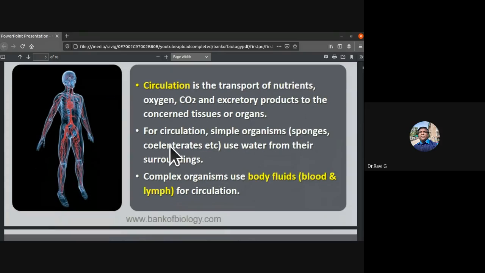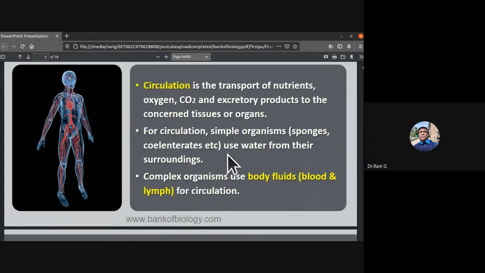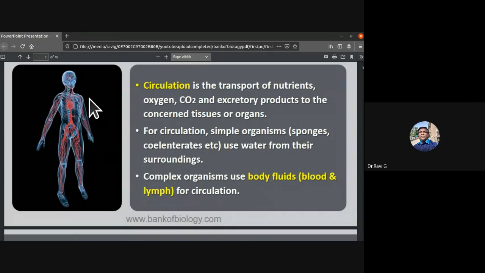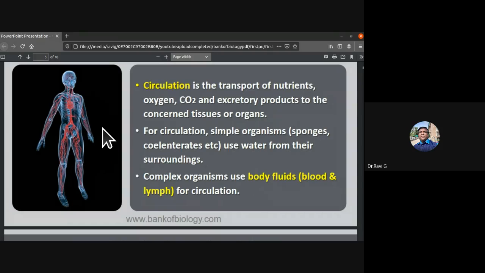For circulation, in simple organisms like sponges and coelenterates, phylum Porifera and phylum Coelenterata, they use water from their surroundings. They don't have blood. In complex organisms like human beings, we have body fluids, that is blood and lymph, for circulation.